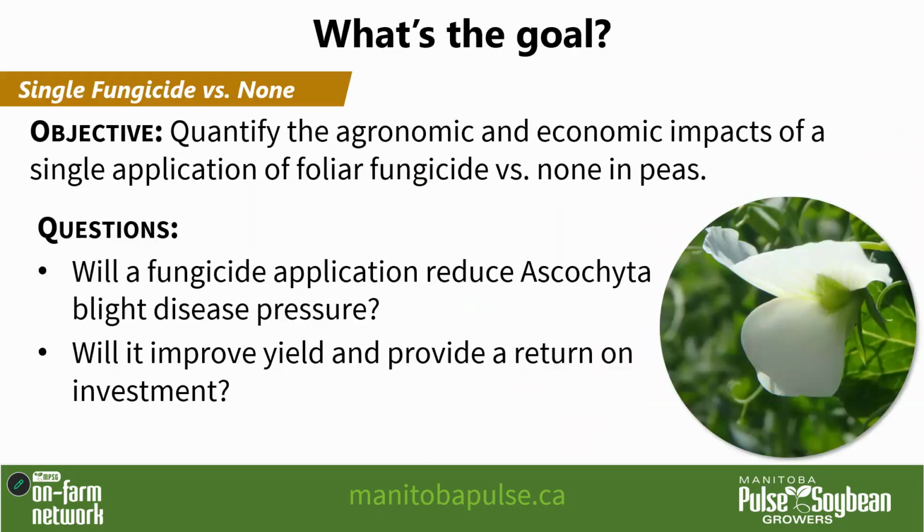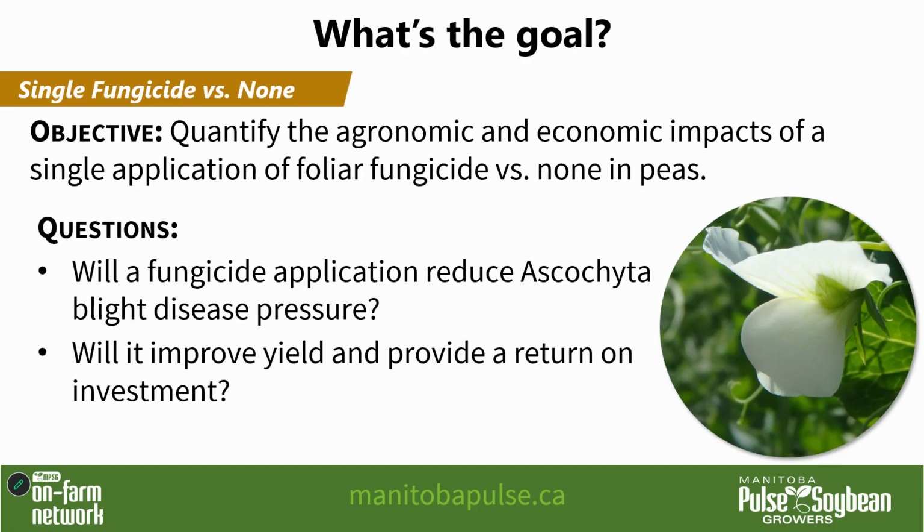Starting with the single application versus none trials, the objective is to evaluate the impacts of a single fungicide application compared to none in field peas. Will an application reduce Ascochyta blight disease pressure? Will it improve yield and provide a return on investment? It's been more common in the drier years for farmers to compare a single versus none, asking the question, do I need that fungicide application in a dry year?